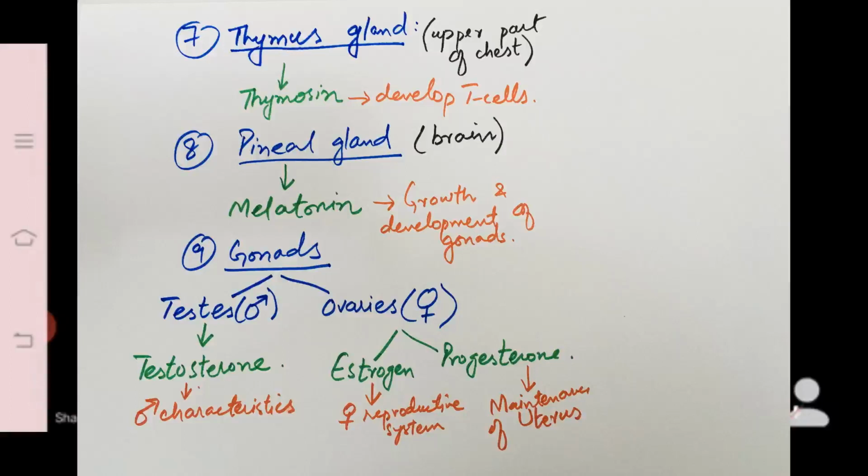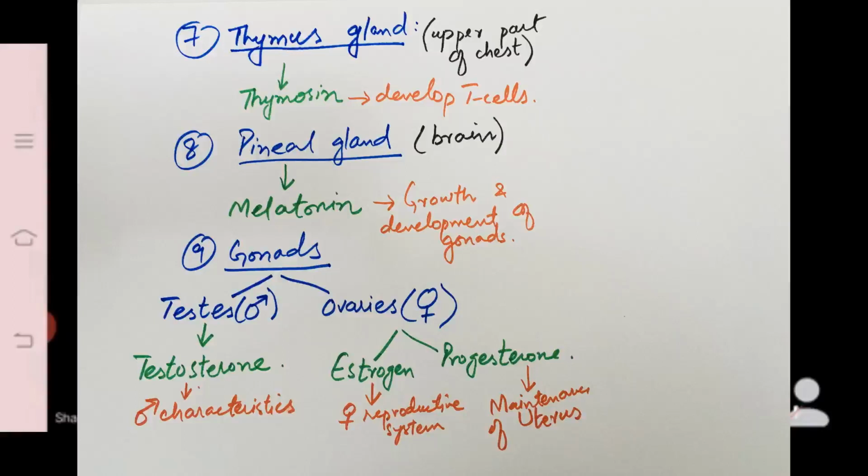Now number 8, that is the pineal gland. The pineal gland is present in the brain. It secretes melatonin, and melatonin is responsible for the regulation of growth and development of the gonads. Development of gonads, the male and female reproductive parts.